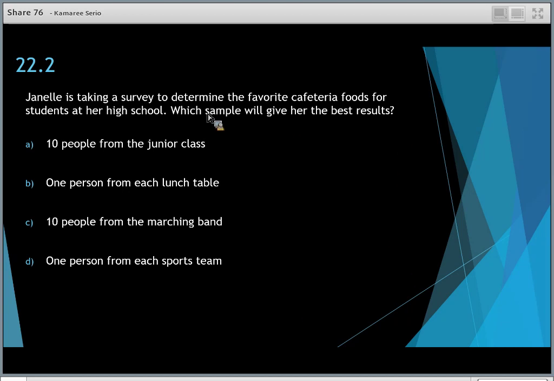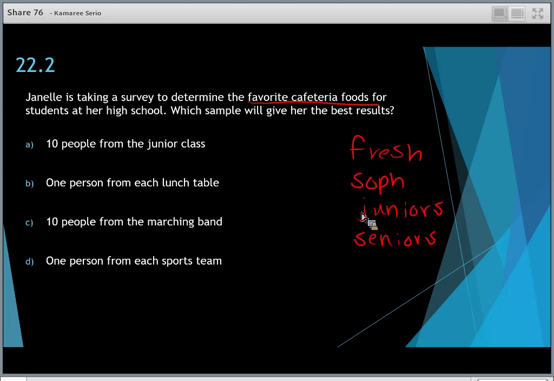Okay, so she is taking a survey to determine the favorite cafeteria food for students at her high school. Which means that you want to try and hit the freshmen, the sophomores, the juniors, and the seniors. So we want to pick one of these that will give us at least one of each. If I pick 10 people from the junior class, that's only from the junior class, right? I'm missing the other 3, so I don't want to pick A.